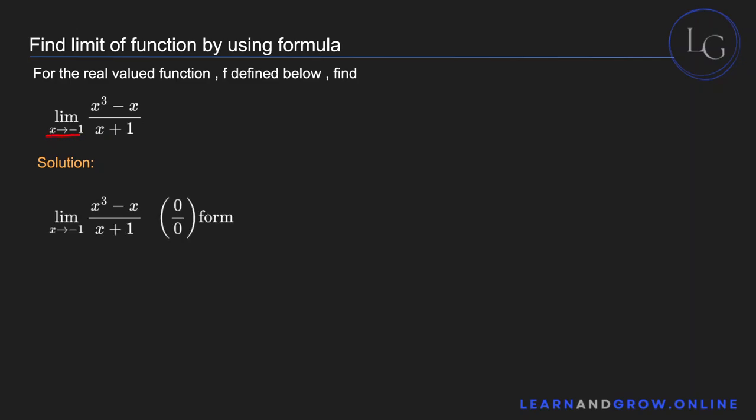Now, the initial problem that you'll face over here is that when you input -1 in place of x, what would this become? Well, x cubed would become -1, right? And x would also become -1. And then the denominator, x becomes -1 plus 1. And that equals 0 by 0, right?